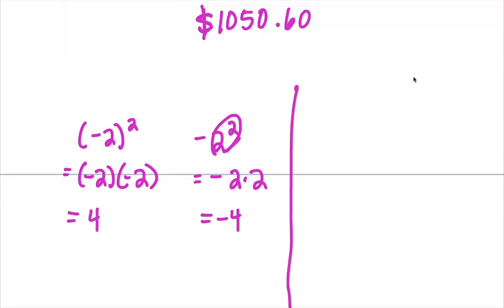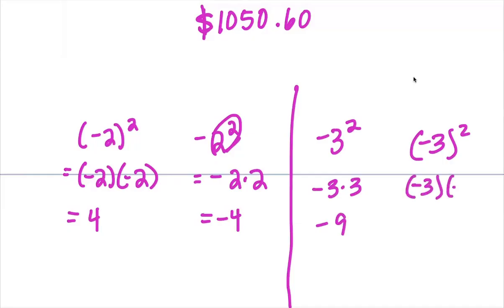And I'll work just one more example. If we have -3 squared versus -3 in parentheses squared, this first one would be negative and then 3 times 3, so that would be -9. The second one is -3 times itself, -3, which would be +9.